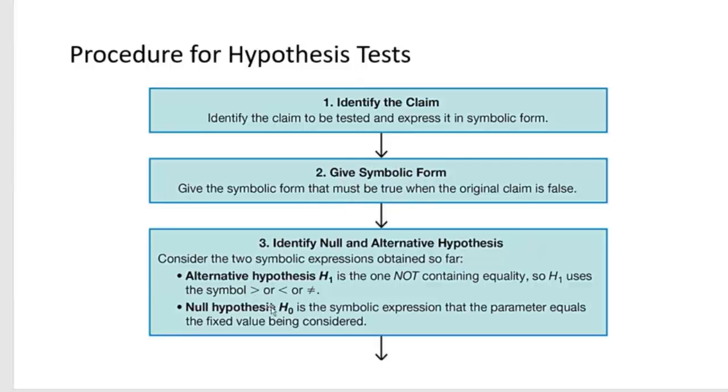We have the null hypothesis down here. The null hypothesis is where the parameter equals the fixed value. And then the alternative hypothesis does not contain the equality, so it's either greater than or less than or not equal to. So we have our hypotheses, and we've practiced some of that.